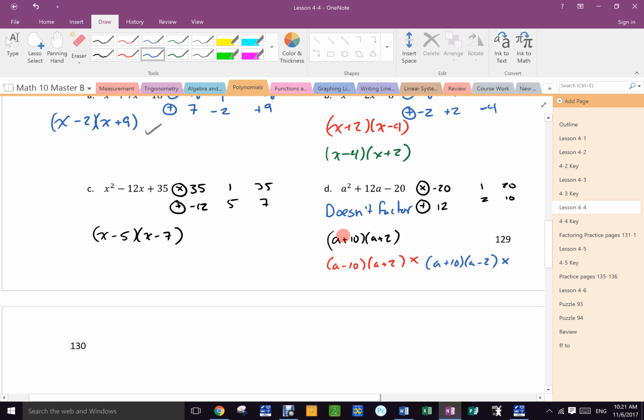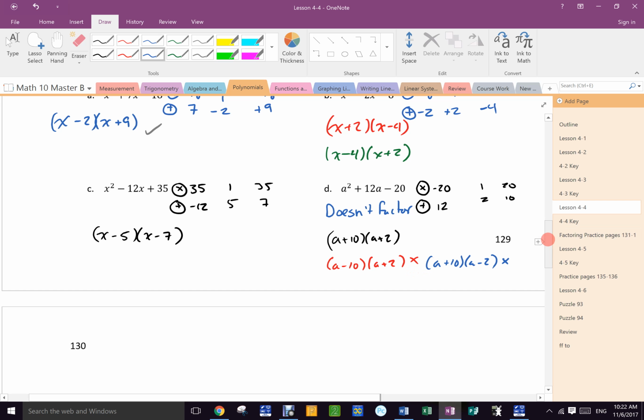Because how many people said 10 and 2? Be honest. It's your first crack at it. How many people tried to make 10 and 2 work? You tried. And did you check? So you checked and made sure it didn't work. You wouldn't have handed it in to me written like this, right?